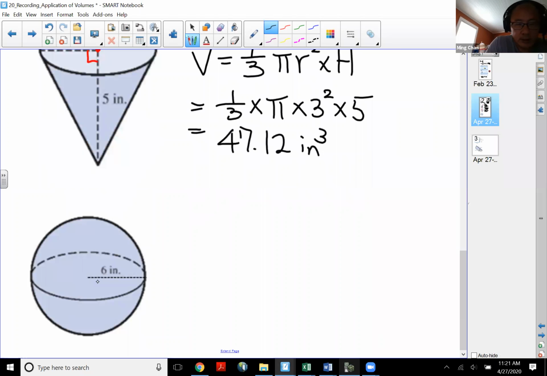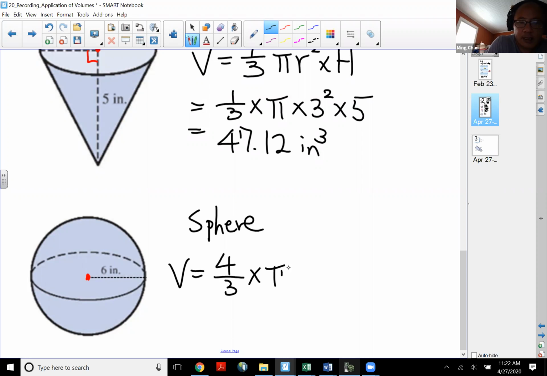All right. Now I add this dashed line here. Maybe I should have added a center. So this is the sphere. So the sphere formula is 4/3 times pi times radius cubed.